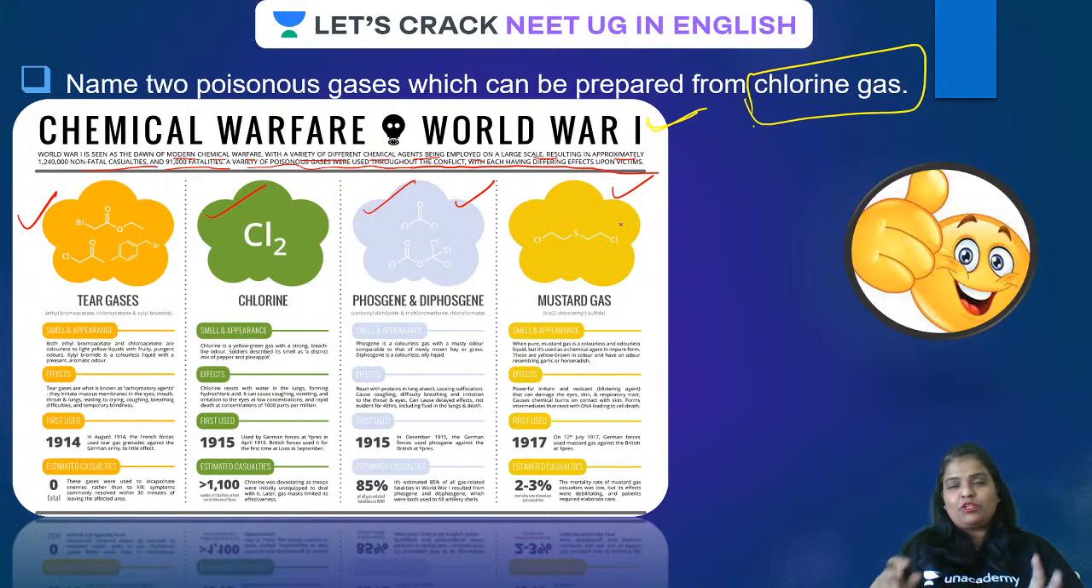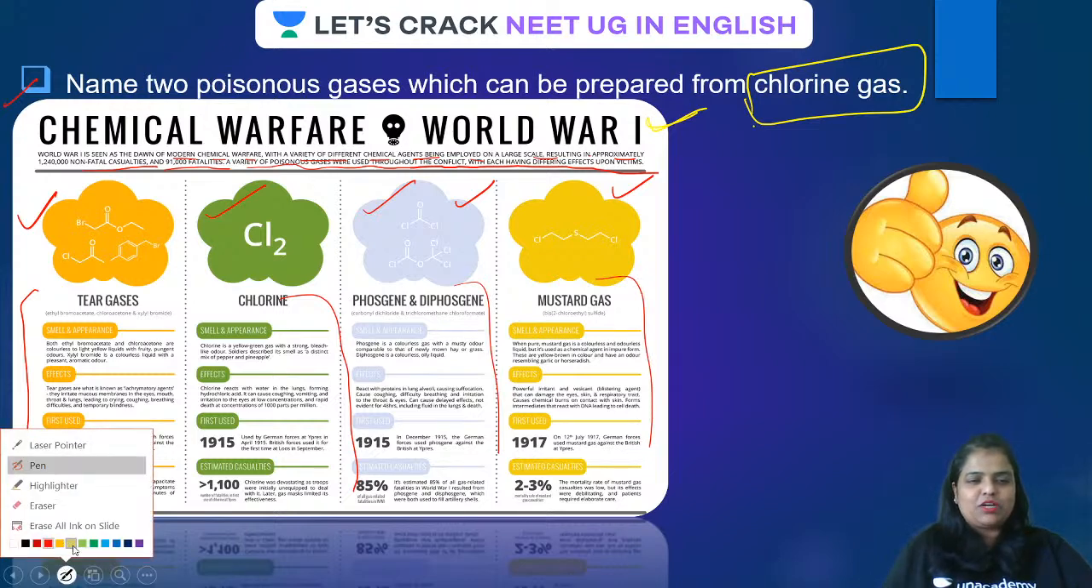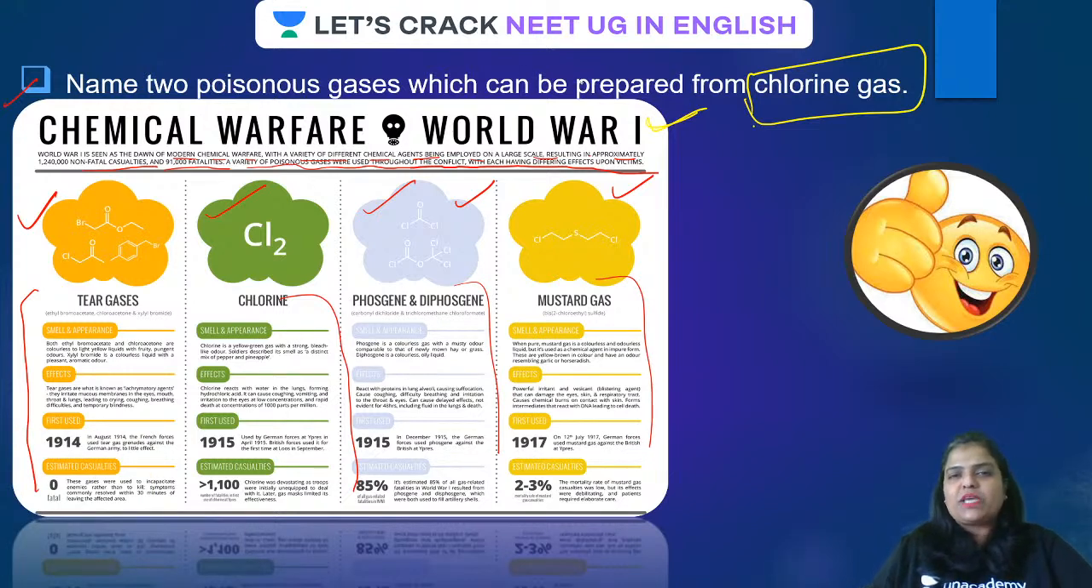Because GK questions also come with this, guys. Nowadays it may not, but you never know what changes can happen in future, so be prepared for that. GK questions may be asked, because it used to be asked. So guys, for that purpose I have included this slide. After this class you can download this video and have a look over this. But that is not the question. The question is asking, name two poisonous gases which can be prepared from chlorine gas.